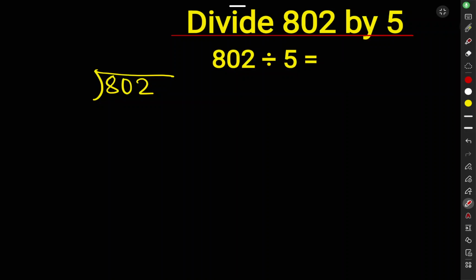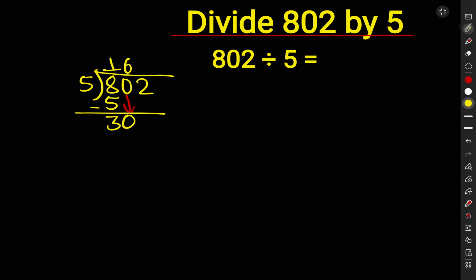We divide 802 by 5 in a long division method. 5 times 1 is 5. On subtracting we get 3. So now we put down this 0 and it is 30.